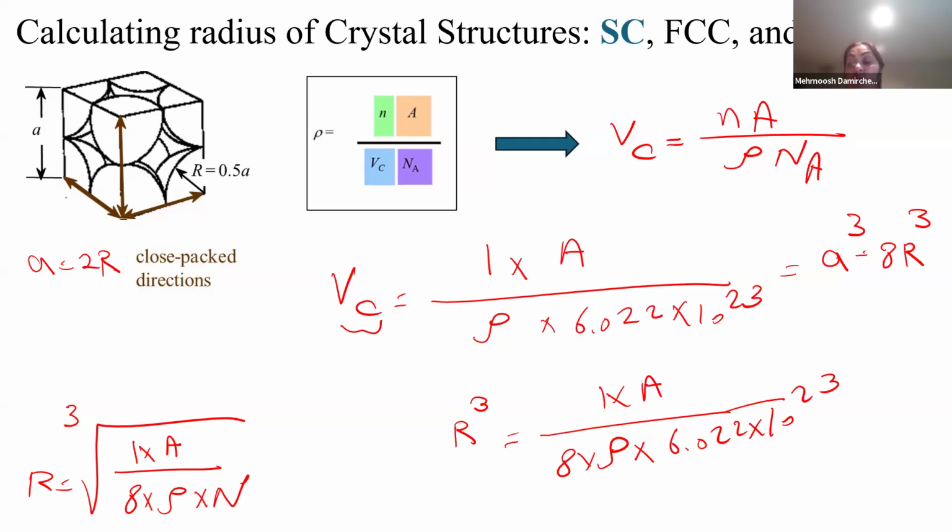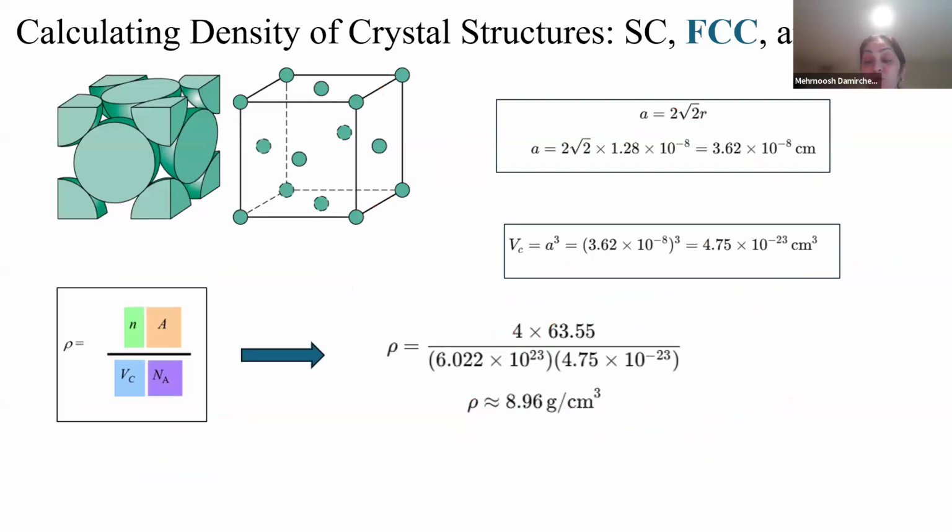Okay, so by knowing the radius and atomic weight, we can find the density, and vice versa. By knowing the atomic weight and density, we can find the radius of the atom. And we did both for SC. Now let's move to the FCC, or face centered cubic structures.